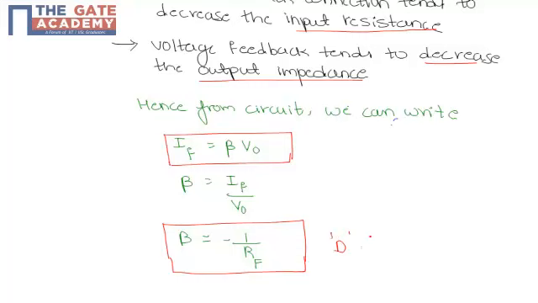From this question we learned about voltage shunt feedback and the ways of connecting feedback signals, that is voltage series feedback, voltage shunt feedback, current series feedback, and current shunt feedback, and the working of the voltage shunt feedback. And we are calculating the transmission factor beta.